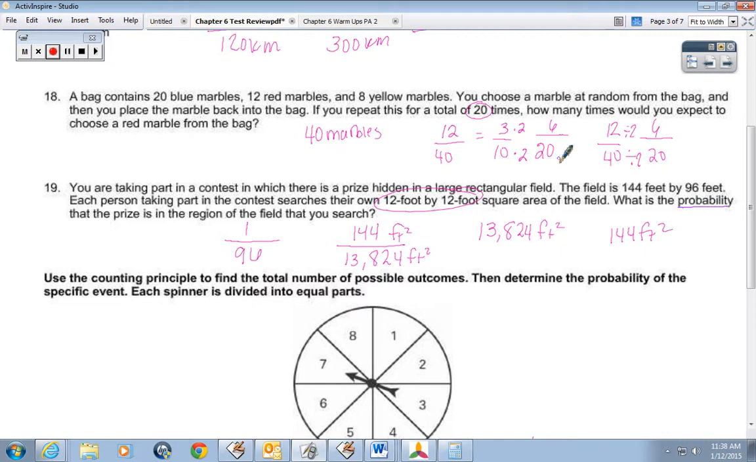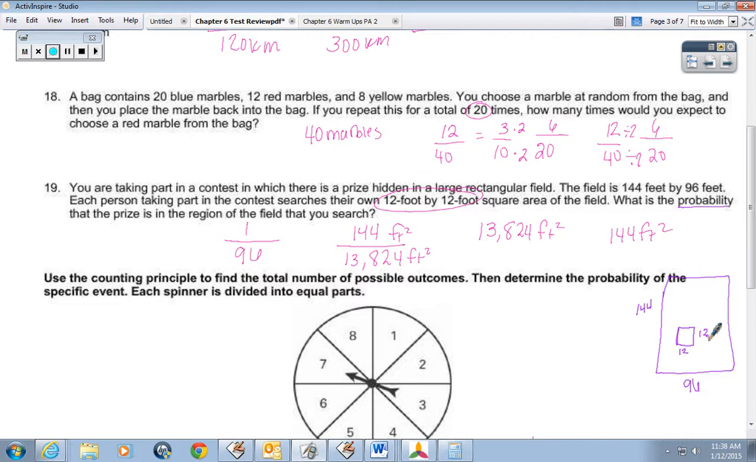Now on the next one, you're searching a rectangular field. How do we know that it's rectangular? Because the length and the width are not the same. We're searching an area like this, 144 feet by 96 feet. Searching all of that, you are only searching a little 12 by 12 area. So what are the chances that you are going to find this hidden prize?